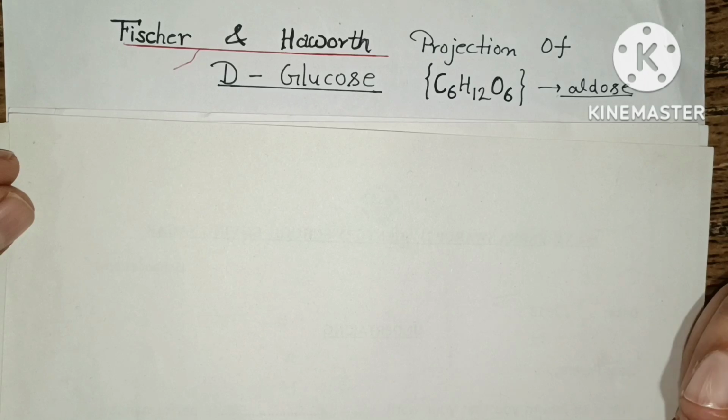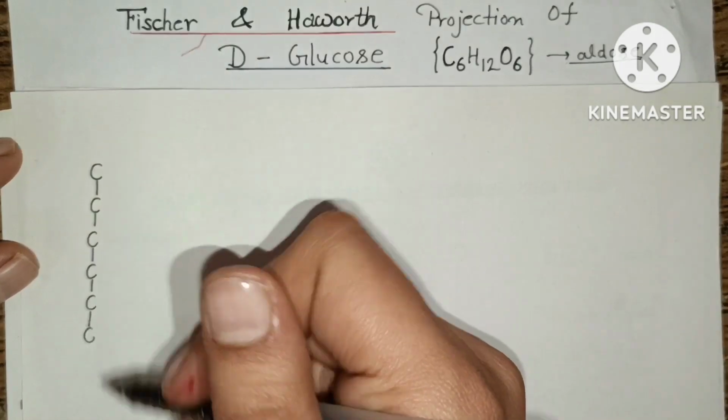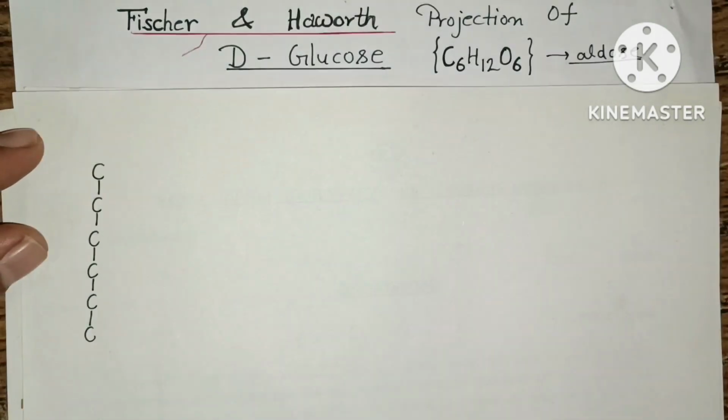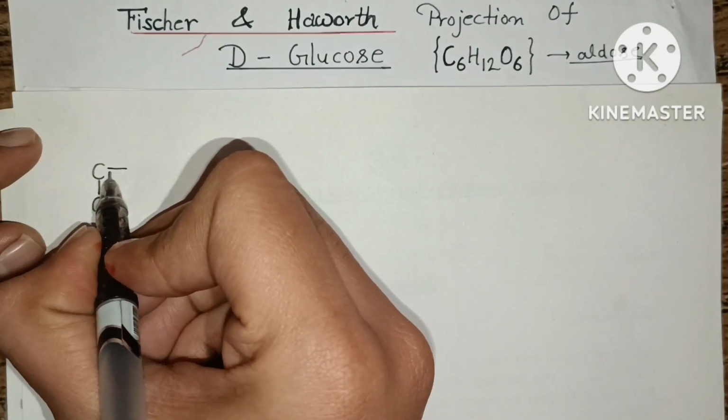So to draw the structure, firstly we will draw a chain of 6 carbon, like this, an open chain of 6 carbon. We know glucose is an aldose sugar, so at the first carbon we will draw the aldehyde group.